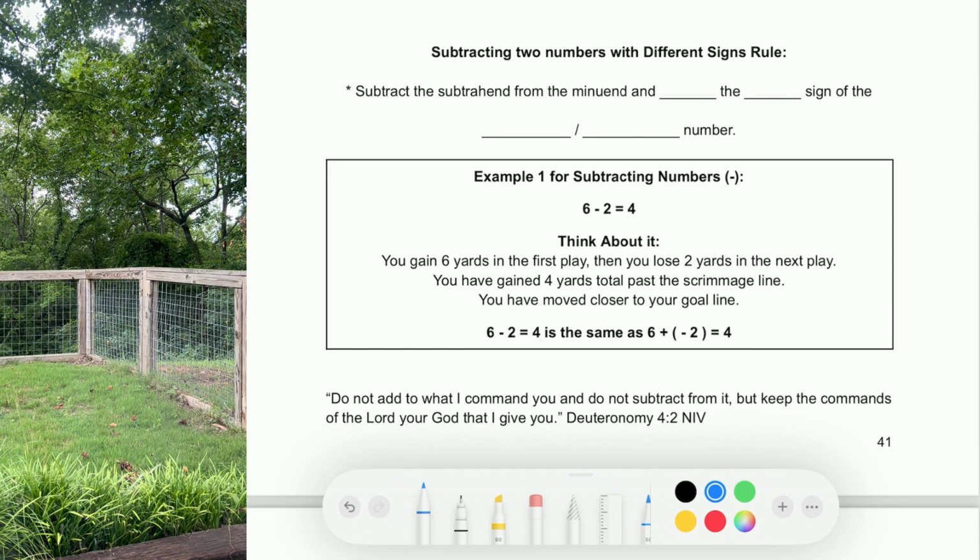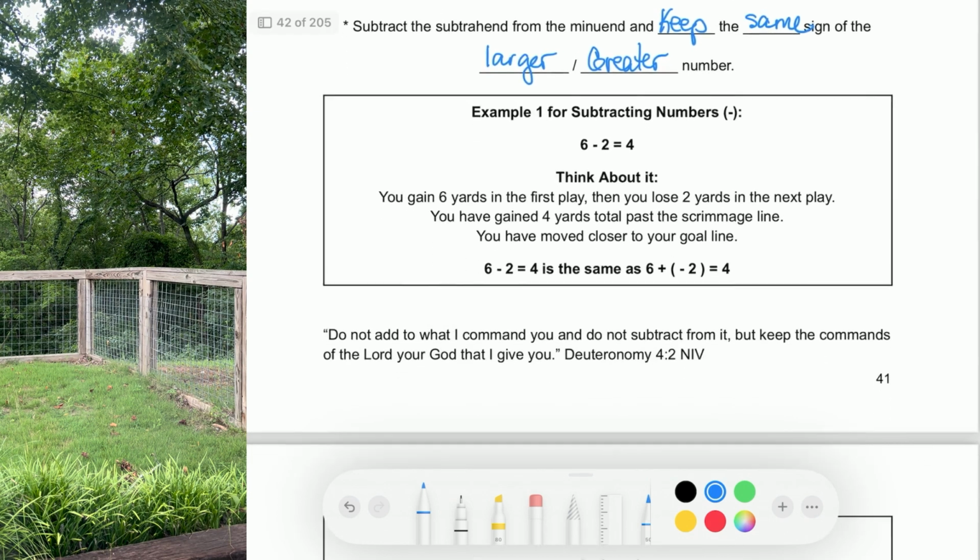All right, so subtracting two numbers with different signs rules. Subtract the subtrahend, which is the second number, from the minuend, and keep the same sign of the larger or the greater number. Okay, so example 1, we're going to have a couple of different examples, but this is the first one. Example 1 for subtracting numbers.